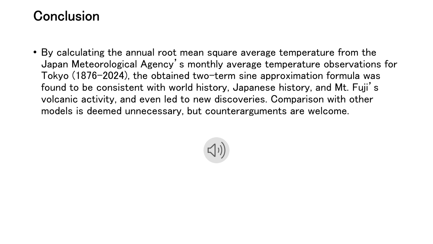Conclusion. By calculating the annual root mean square average temperature from the Japan Meteorological Agency's monthly average temperature observations for Tokyo, 1876 to 2024, the obtained two-term sine approximation formula was found to be consistent with world history, Japanese history, and Mt. Fuji's volcanic activity, and even led to new discoveries. Comparison with other models is deemed unnecessary, but counterarguments are welcome.